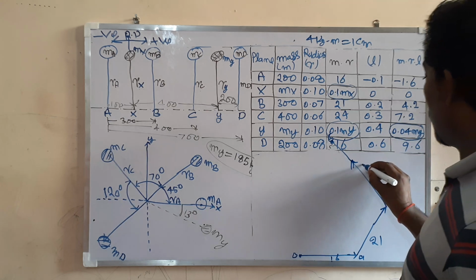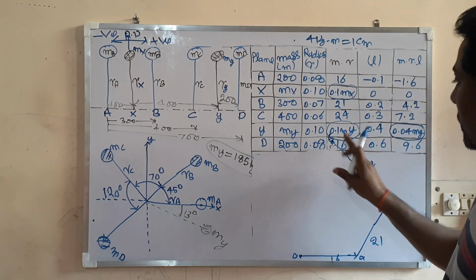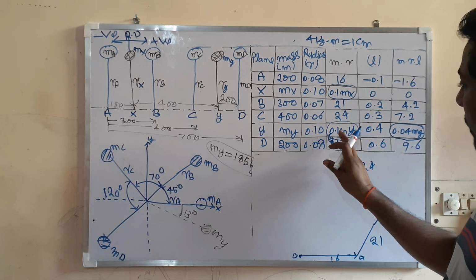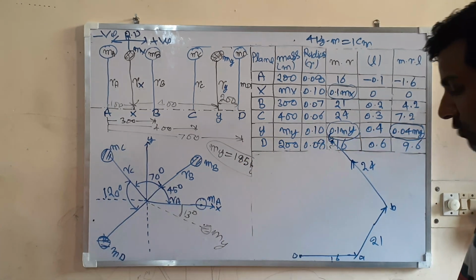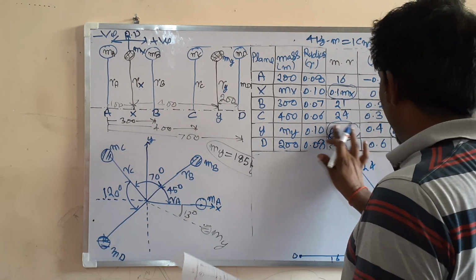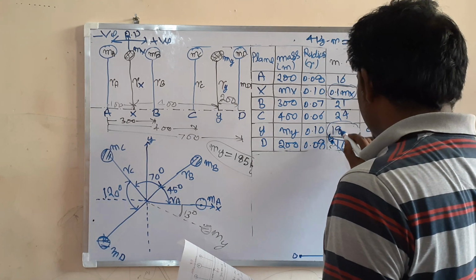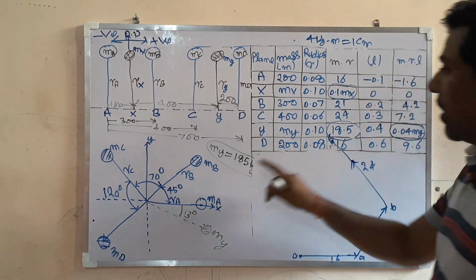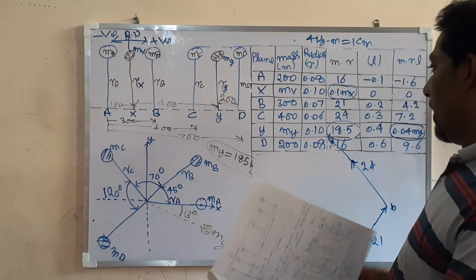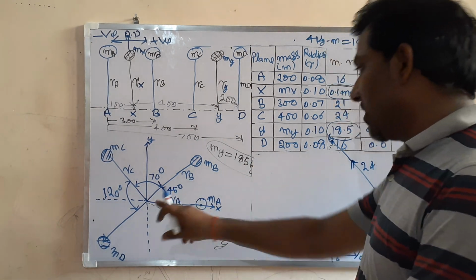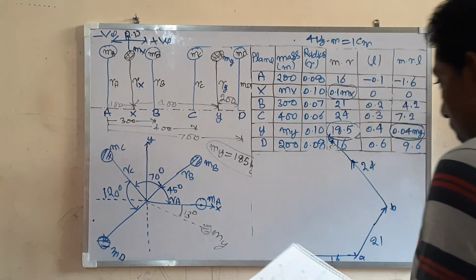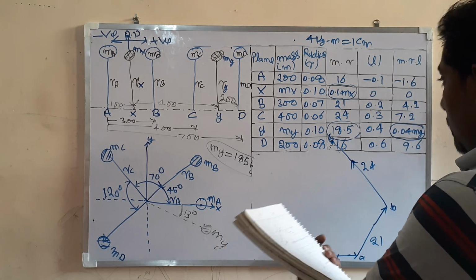This one is how much? 24. Now 0.1 into my is equal to 185, so by multiplying you can get the value. When you multiply, you will get 18.5. So that becomes 18.5, since 0.1 into my is 185. Let us see what is the direction of this. Y is along this direction.